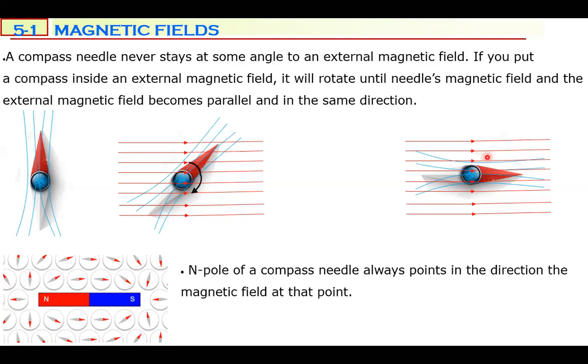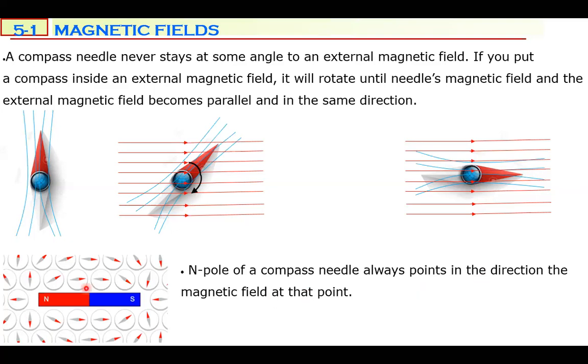So the direction of the external magnetic field is from left to right. So the North Pole, which is red, is pointing from right to left. It's pointing to the left. So that's why we said that the N pole of a compass always points in the direction of the external magnetic field at that point. So the N pole of a compass needle always points in the direction of the magnetic field at that point.